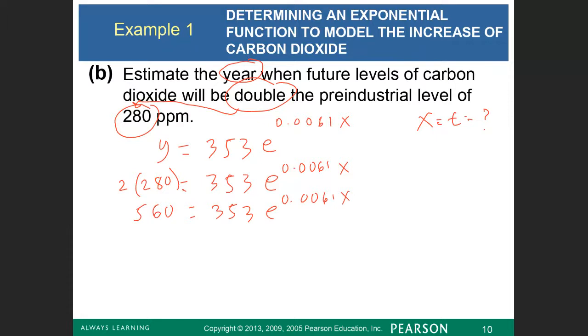So I will divide this by 353 on the right side to eliminate the 353 and do the same thing on the other side. So this one cancels out. This is similar to what we did on letter A. We're taking ln on both sides to bring down our x using the power rule, or the power property of logs.